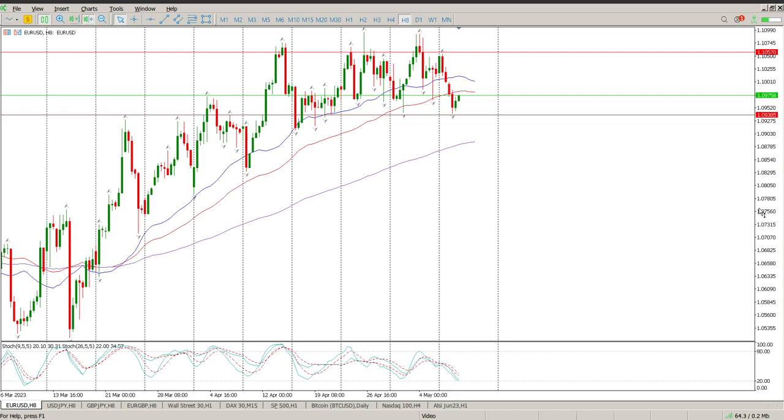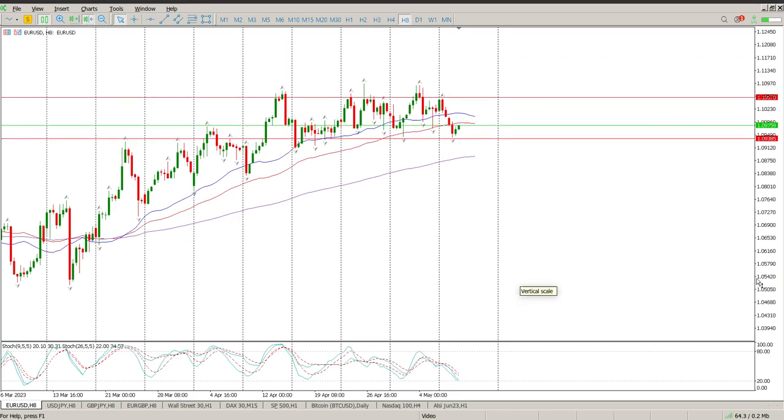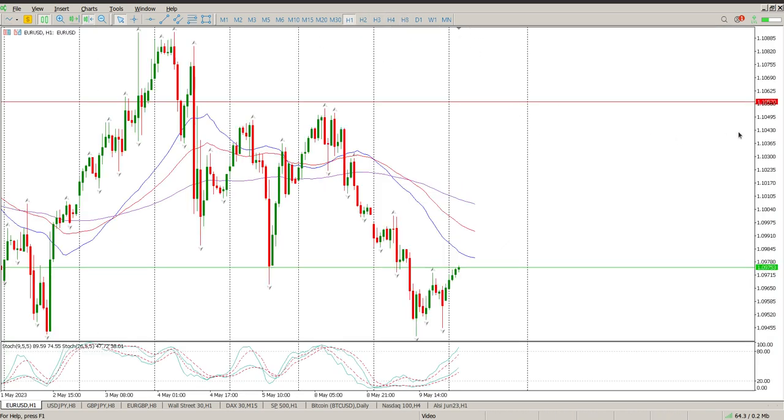We do have CPI data coming out today, for Germany and for the USA, so Euro USD is going to be impacted by that. At the moment, we are at the bottom of the range. Oscillators pointing to the downside, so it could very well be a bounce off the bottom of the range here. For me, still no trade on this. I don't like trading ranges.